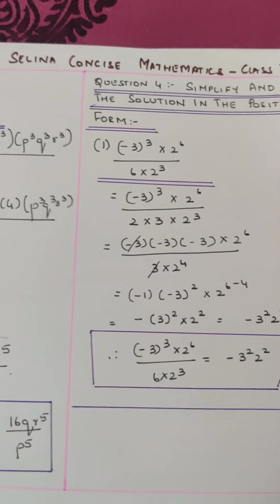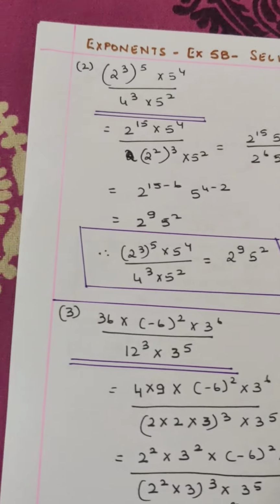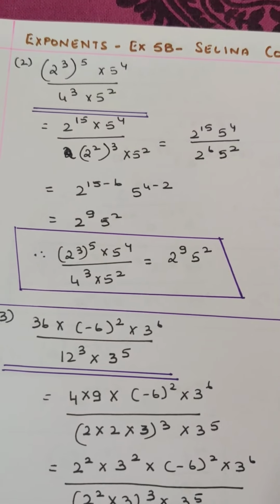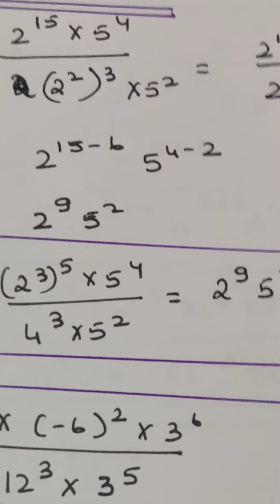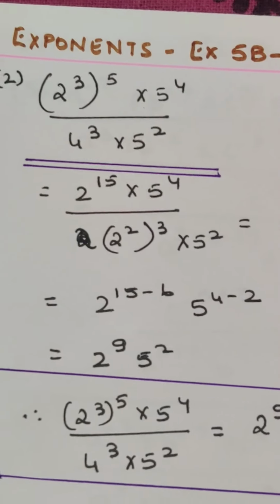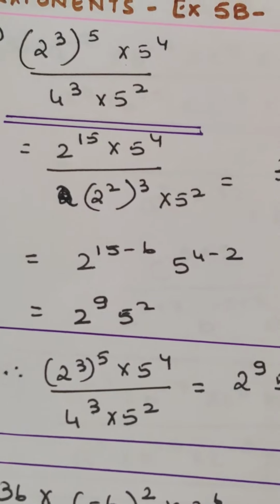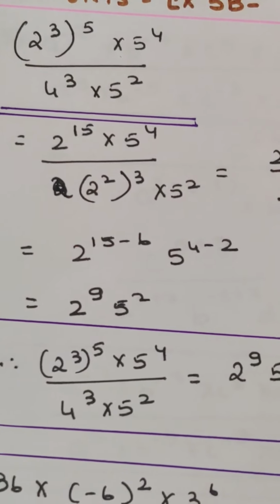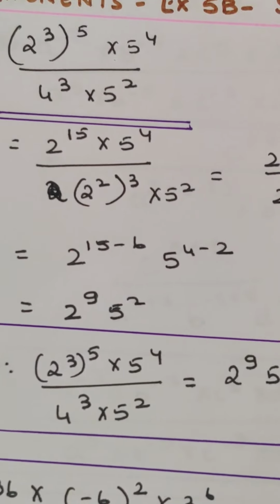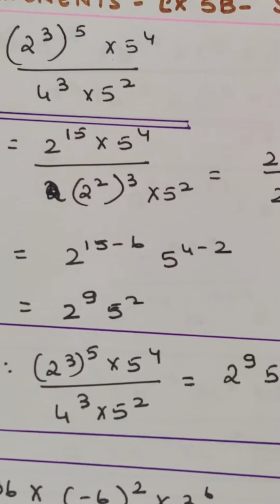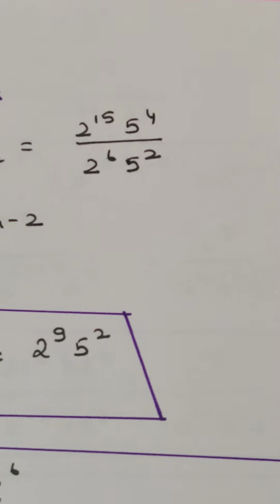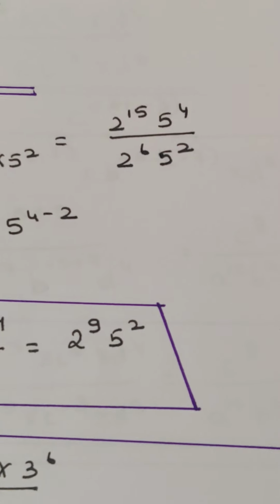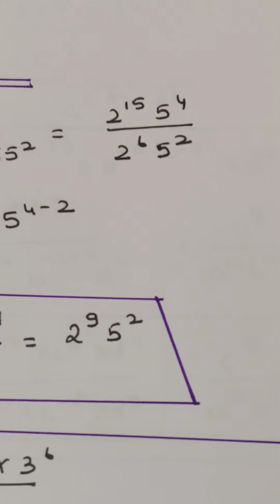Okay, let's move on to the next question. The question says 2 to the power of 3 to the power of 5 into 5 to the power of 4 divided by 4 cube into 5 square. So this becomes 2 to the power of 15 into 5 to the power of 4 divided by 2 to the power of 2 the whole cube into 5 square. So what happens? 2 to the power of 15 into 5 to the power of 4 divided by 2 to the power of 6 into 5 square.